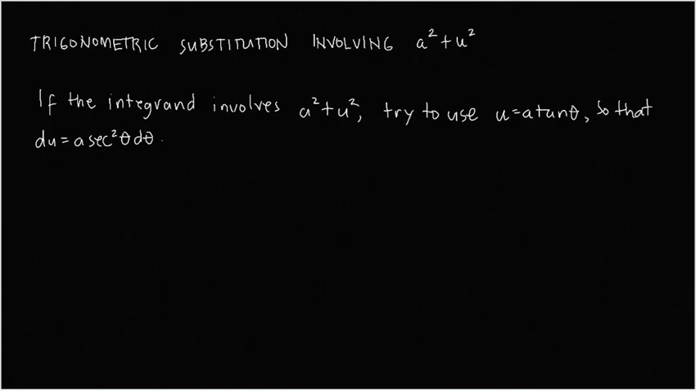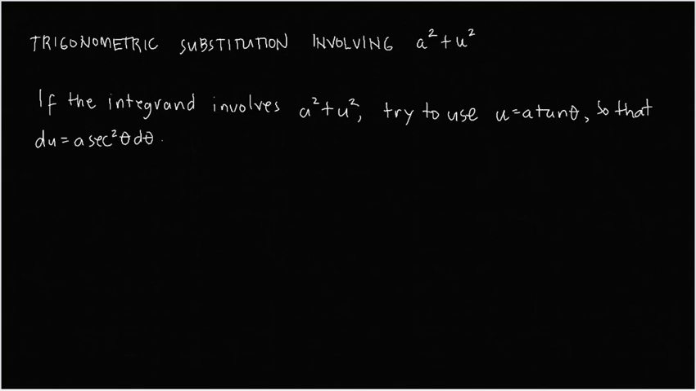So for today's video, we will discuss trigonometric substitution involving a squared plus u squared. In our past video, we tackled trigonometric substitution involving a squared minus u squared. So in this case, plus ang ating itatackle. If the integrand involves a squared plus u squared, then try to use u equal to a times tangent of theta, so that du is equal to a times secant squared of theta d theta.